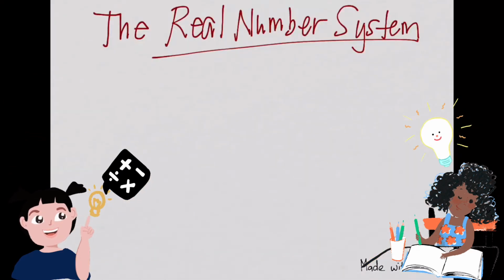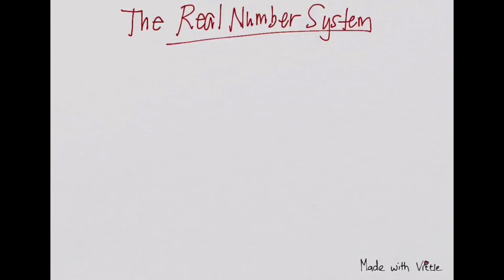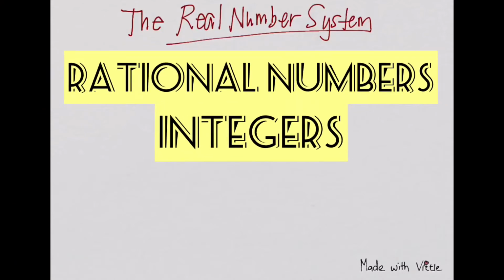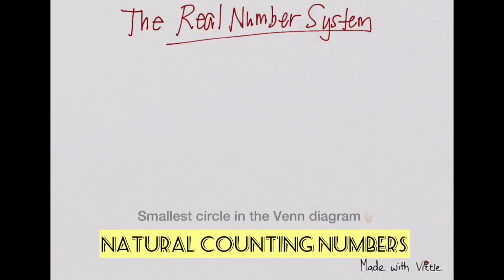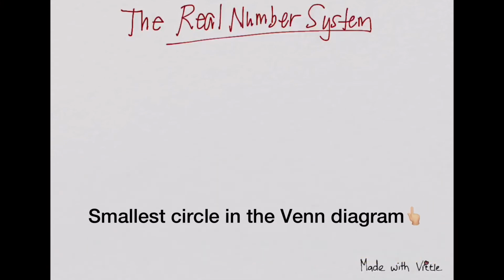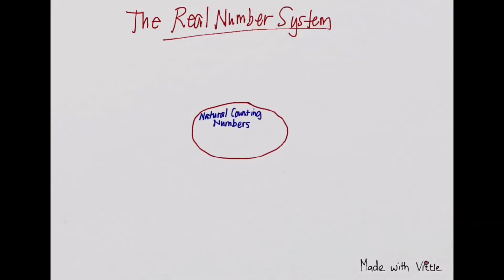So our topic for today is the real number system. The way I teach my students how to classify numbers, the rational numbers, integers, the whole numbers, and counting numbers is to start with the smallest circle, which are the natural counting numbers. So I will let them draw a circle on a clean page in their notebook, and then I'm going to ask them to write inside the circle natural counting numbers.